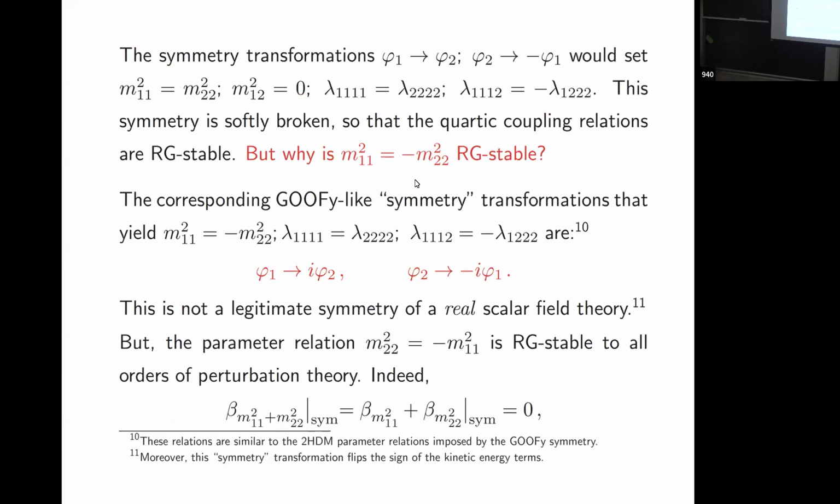Now, what would be the corresponding goofy symmetries to enforce that parameter relation? And the answer is this: phi1 goes to I phi2, phi2 goes to minus I phi1. But remember, phi1 and phi2 are real fields. So to me, it is not meaningful to talk about a symmetry of real fields and throw in complex numbers. But nevertheless, it is RG stable to all orders in perturbation theory.